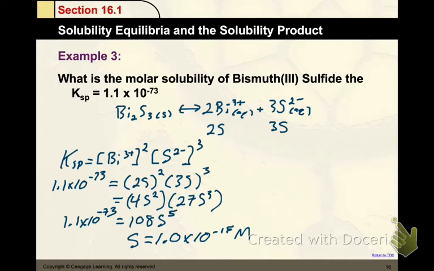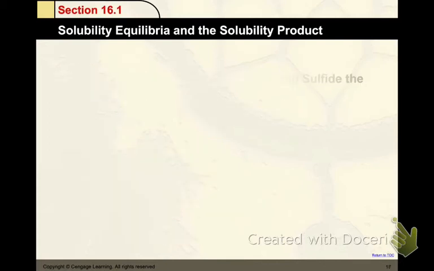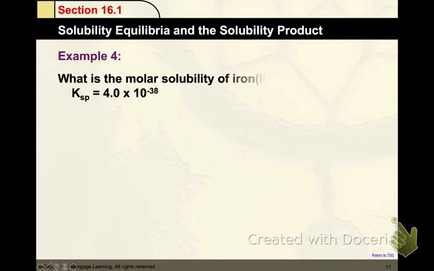All right. Let's move on to our 4th example. Here we're looking at the molar solubility of iron 3 hydroxide. Well, here we actually have to take a small little extra thing into account. But let's start the normal way we would here by writing out our equilibrium.